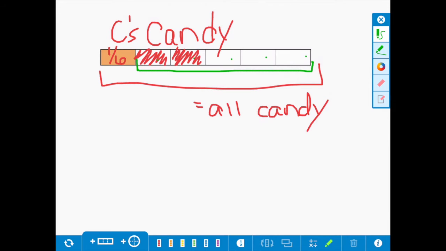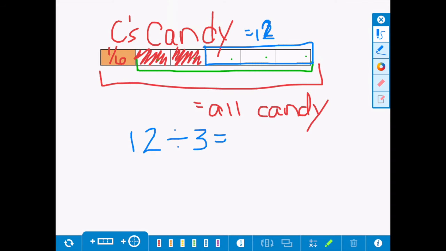It says we know that she had 12 left over at the end. So I might bring in a new color. So just again to emphasize what we're looking at, that all of this equals 12. So then I might be asking my students to think, what do we need to do? We'd be taking 12 divided by 3. So where does that number go, and how do we make sense of all of this? I think I have one color left. I'll just use black because it'll stand out the most.